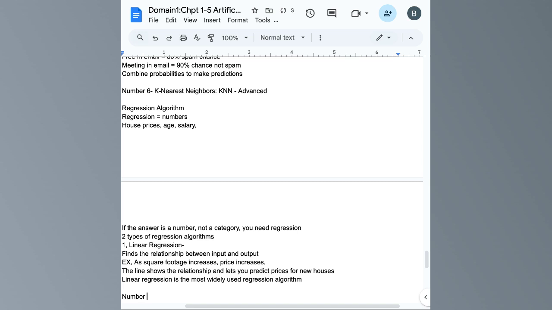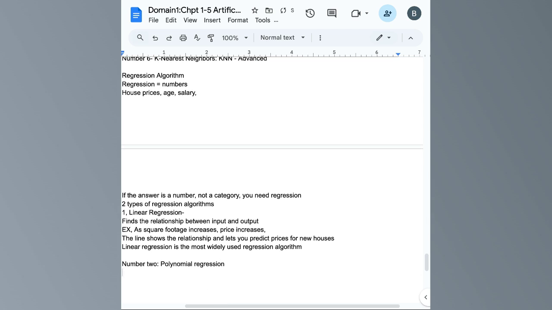Number 2, polynomial regression. Polynomial regression fits a curved line through your data. It can capture more complex relationships. So it captures more complex relationships than linear regression.